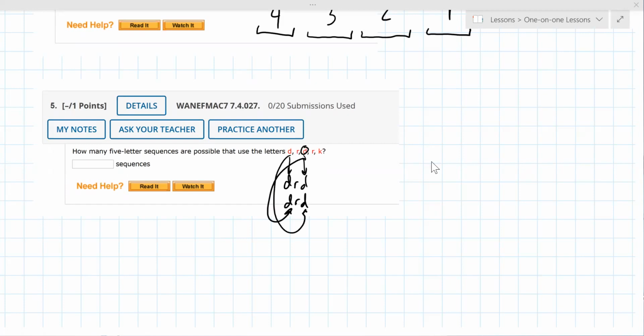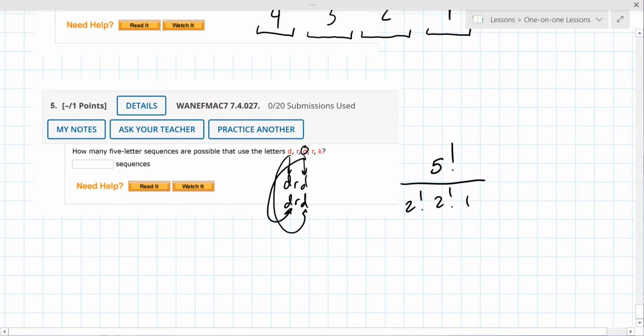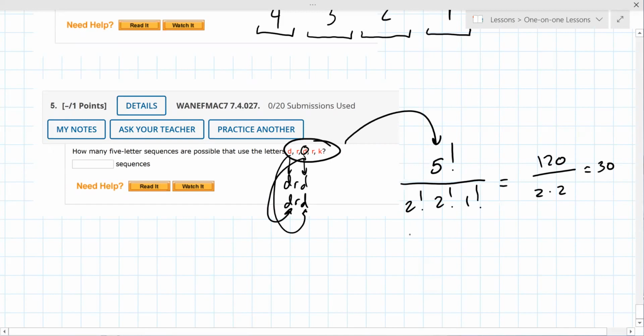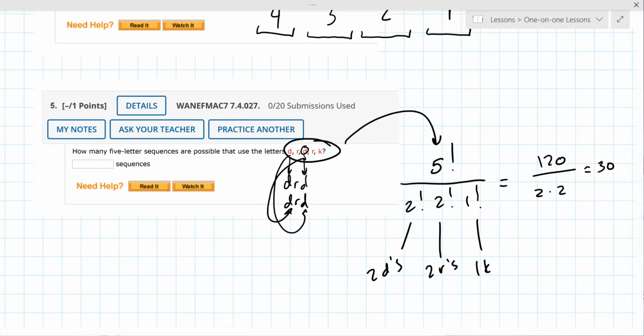So this is like 5 factorial over how many D's are there? There's 2 D's, 2 factorial. How many R's are there? There's 2 factorial. Let's try that. So that's 120 over 2 over 2. So it looks like there's 30 maybe. Try that out and see if that works here. It does work. Okay. So that 5 comes from there being 5 total. And then the 2 is because there's 2 D's and there's 2 R's, but there's only 1 K. Doing it that way.